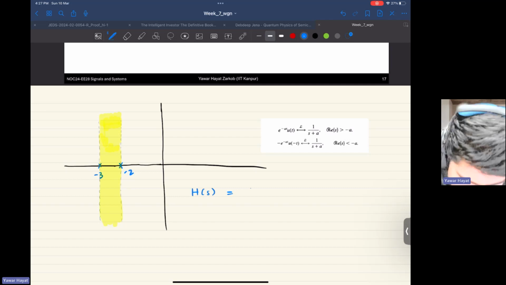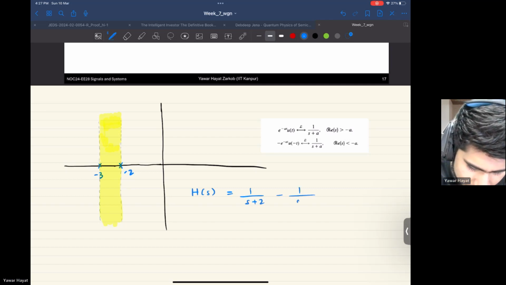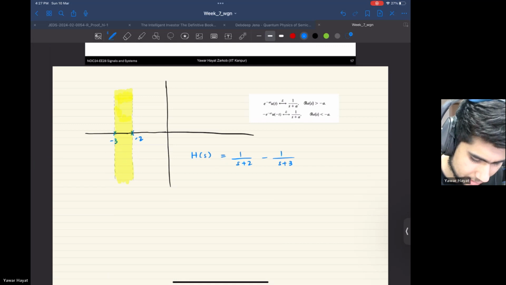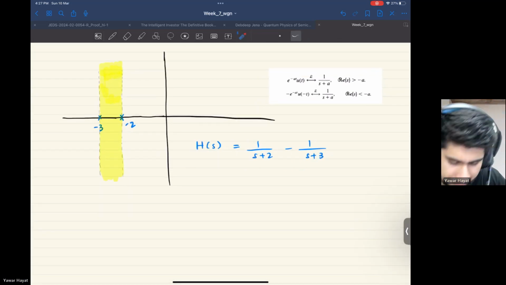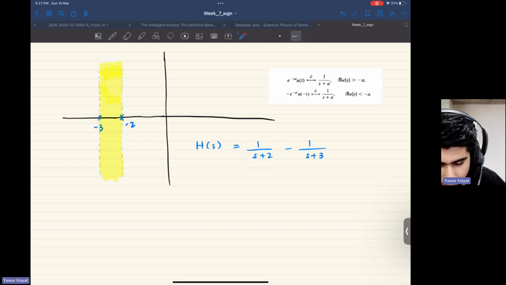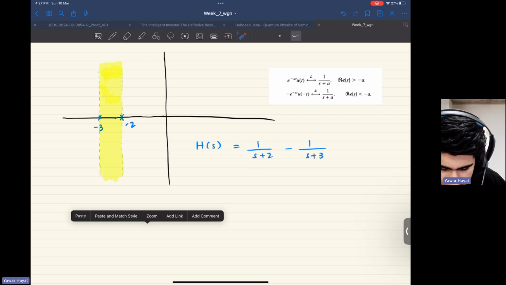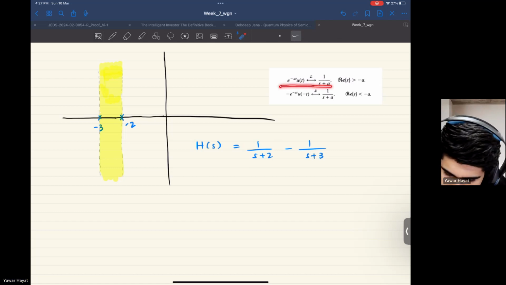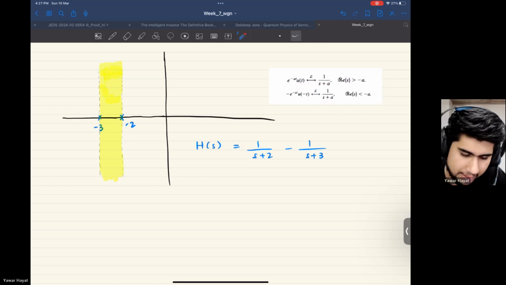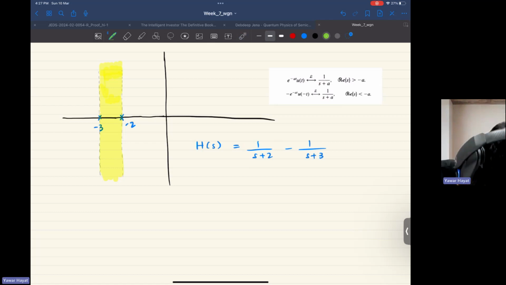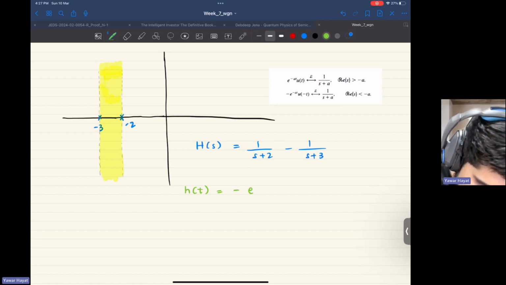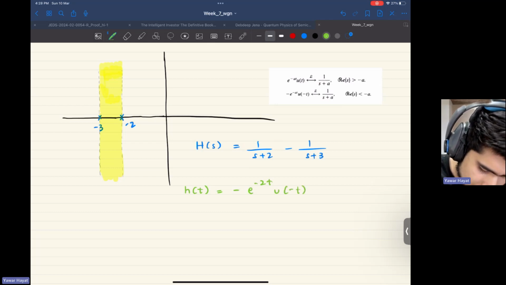So my again h of s would be 1 by s plus 2 minus 1 by s plus 3, right? Now for this one, pole of interest is -2. For this one, the ROC is to the left of this pole, right? Since it is to the left of this pole, which result should I use? I should use this result. Right? I hope you all would agree. So while writing h of t, I'll use this minus exponential minus 2t u of minus t.